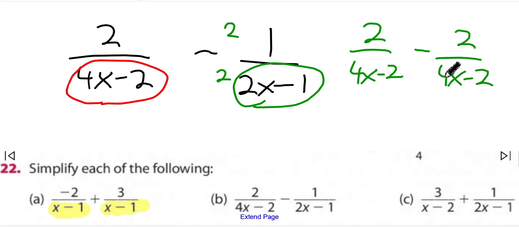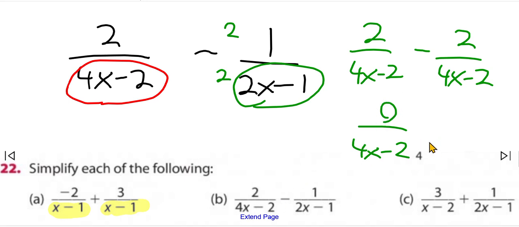Now that the denominators are the same, 2 take away 2. Doesn't matter what the denominator is if you have 0. 0, no matter what you're dividing it by. 0 divided by 100 is 0. 0 divided by 2 is also 0. So you can just write down 0.